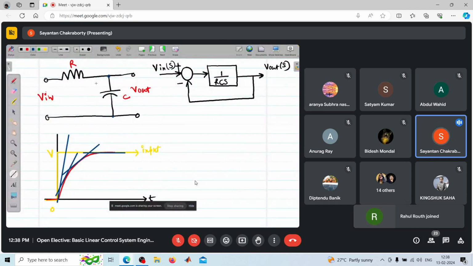Because this rate of charging is a dependent function of the voltage across the capacitor. At the instant of switching, Vc was 0. So, what was the charging current? It was V in by R.